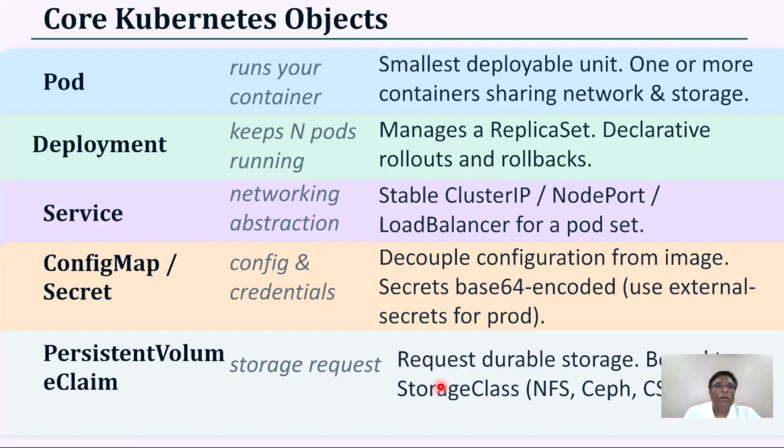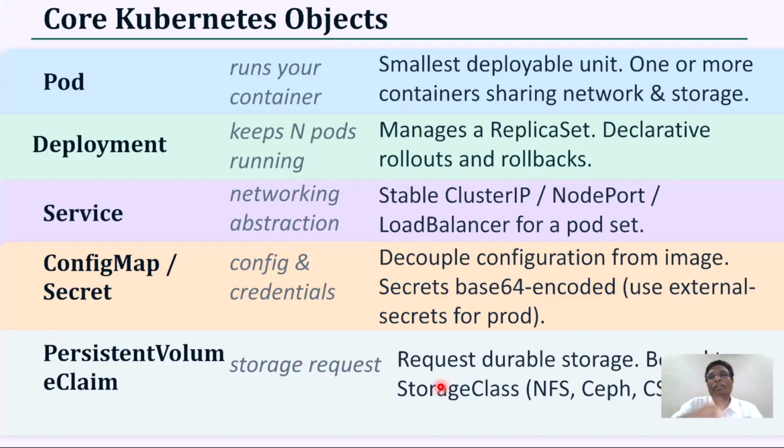Okay, so let us try to understand core Kubernetes objects. So pod is something which I was talking about. So pod is the smallest deployable unit in Kubernetes. One or more containers sharing the network and storage, and pod is something which runs our container. So we have a pod. It is the smallest deployable unit for the system, and it is running our container. So what does deployment mean?